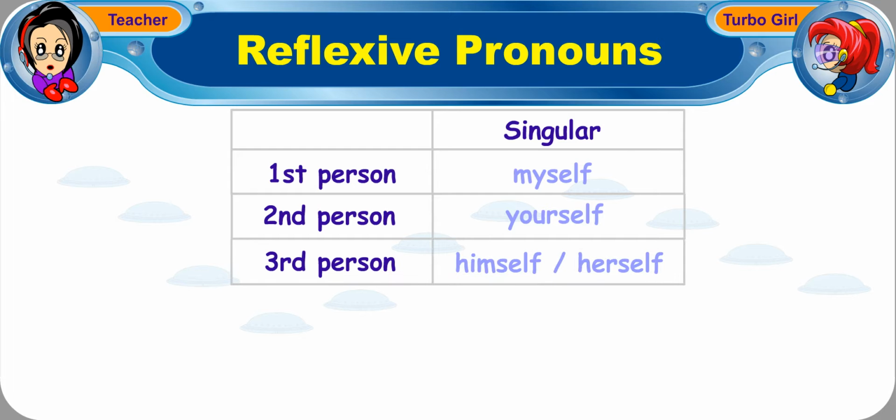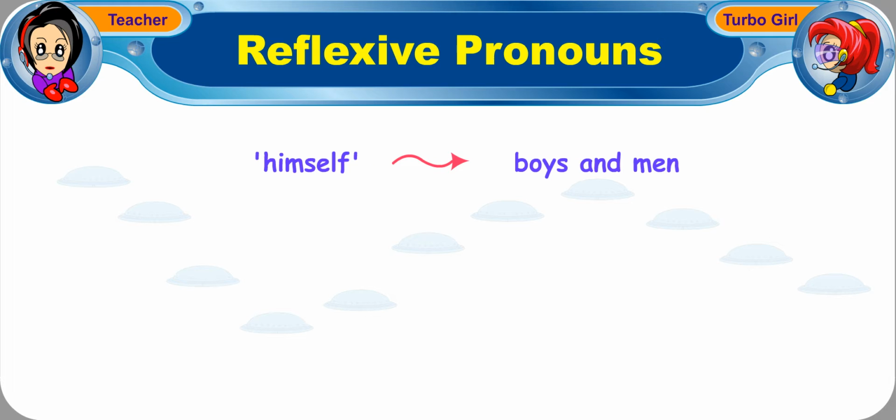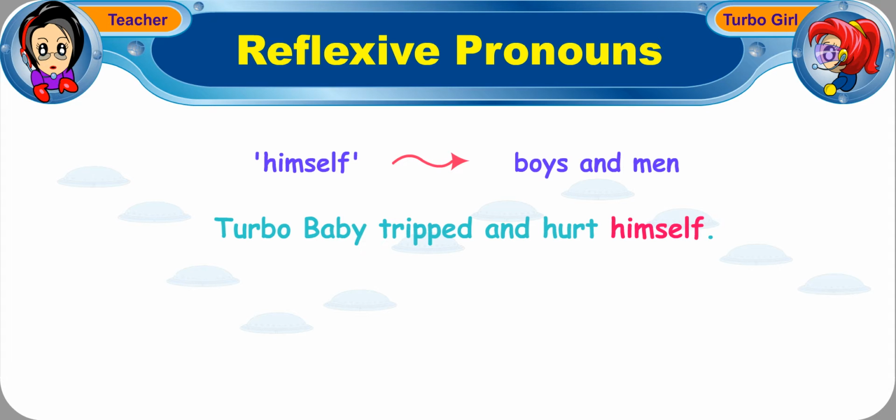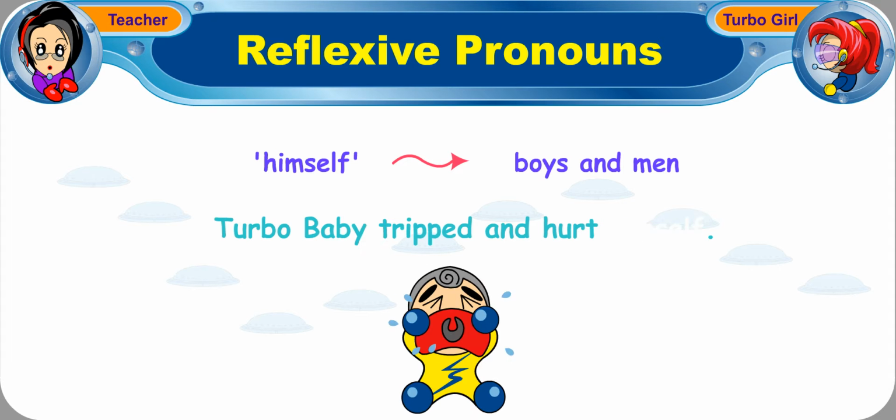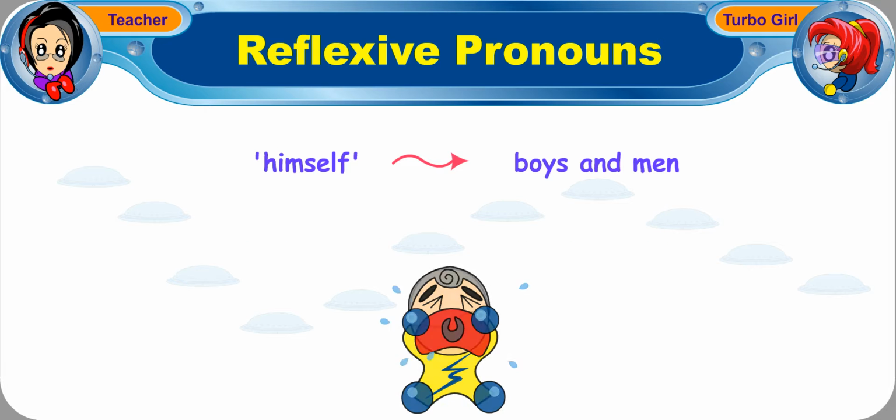The third person reflexive pronouns himself and herself are used when we are talking about someone else. We use himself for boys and men. For example, Turbo Baby tripped and hurt himself. We use the reflexive pronoun himself to refer to Turbo Baby.